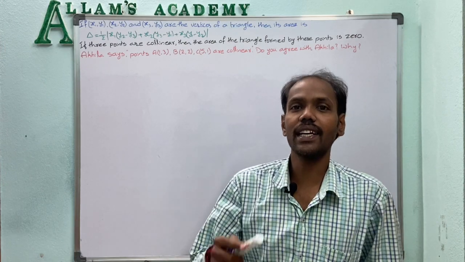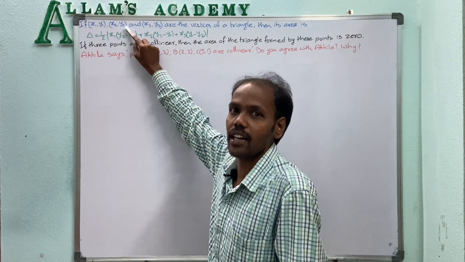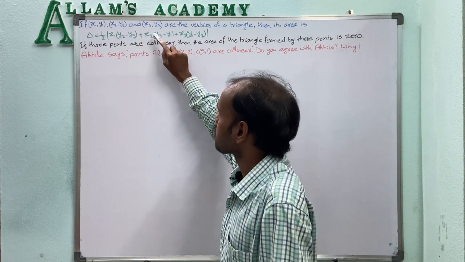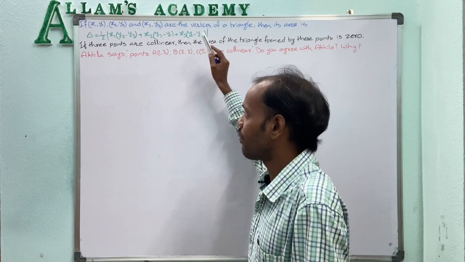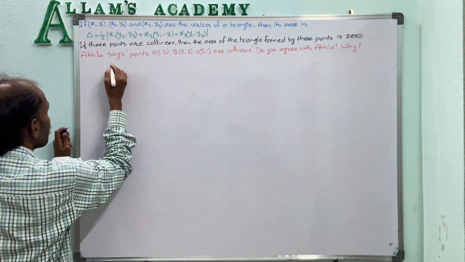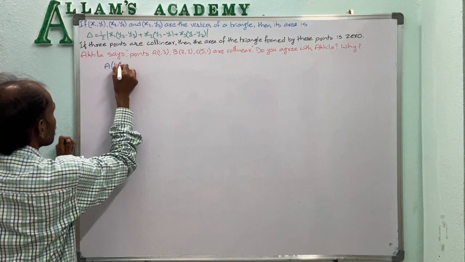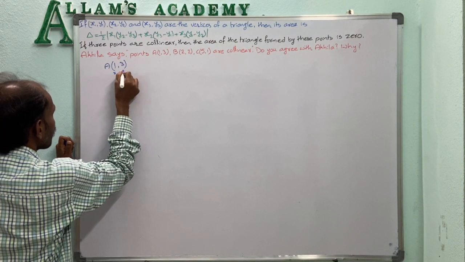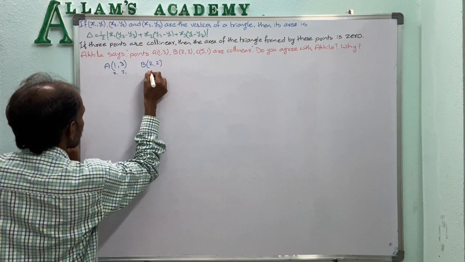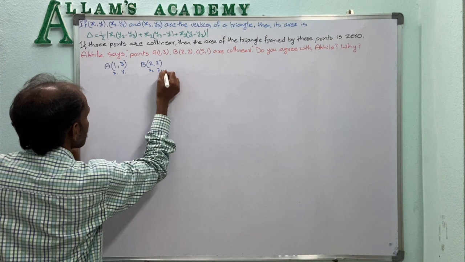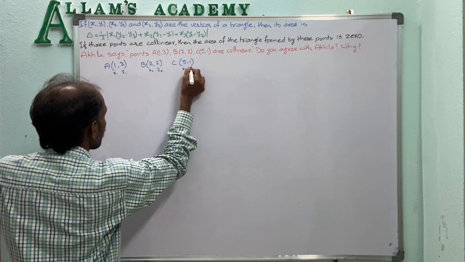So here we find the area of the triangle by using the principle delta equal to half mod x1 into y2 minus y3 plus x2 into y3 minus y1 plus x3 into y1 minus y2. By using that principle we find it. Here we take A of 1 comma 3 as the x1 y1 coordinates, B of 2 comma 2 as the x2 y2 coordinates, and C of 5 comma 1 as the x3 y3 coordinates.